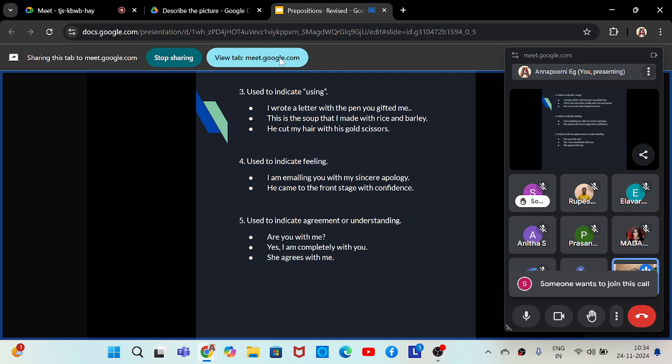So, I wrote a letter with the pen you gifted me. Imagine that your friend gifted you a pen and you are writing a letter using that pen. So you can tell, I wrote a letter with the pen you gifted me. Next, this is the soup that I made with rice and barley. Barley is a cereal, just like oats and ragi. Actually, barley is very similar to ragi. Ragi is also called muttari in some places. So this is the soup that I made with rice and barley.